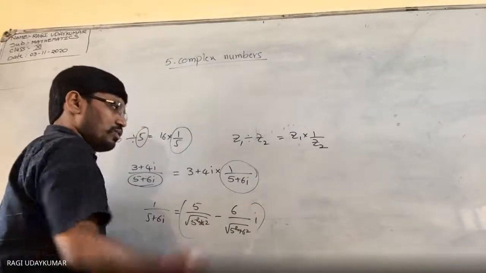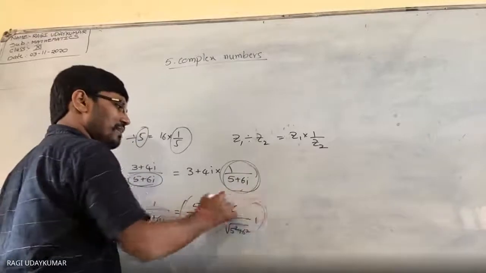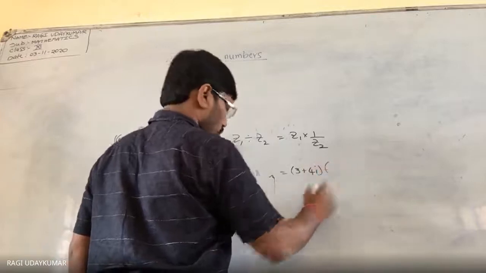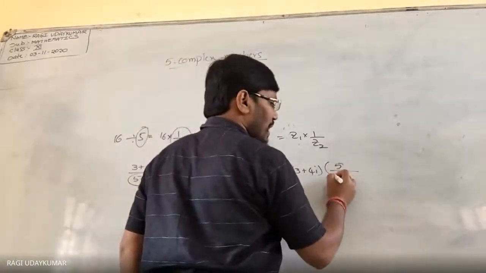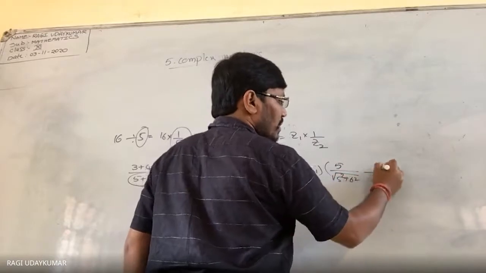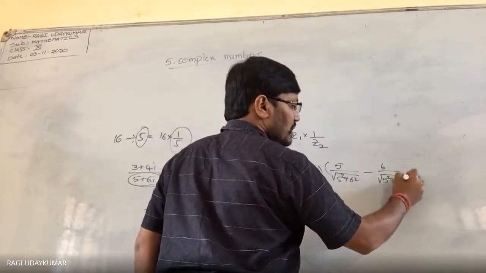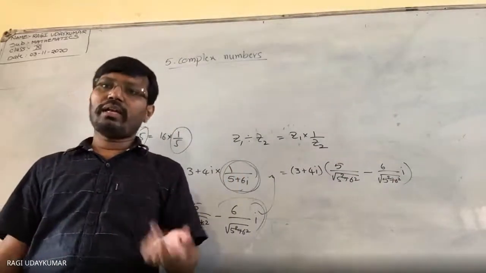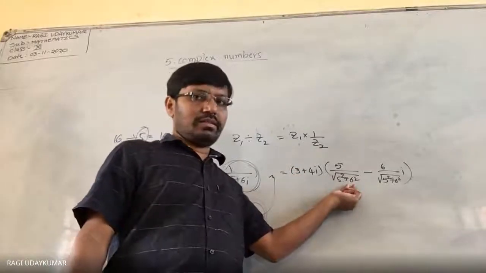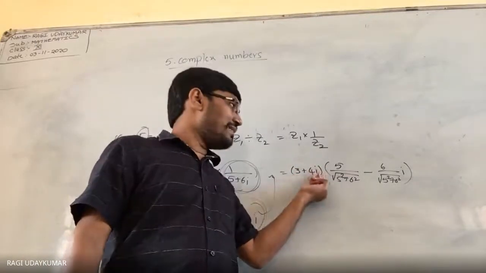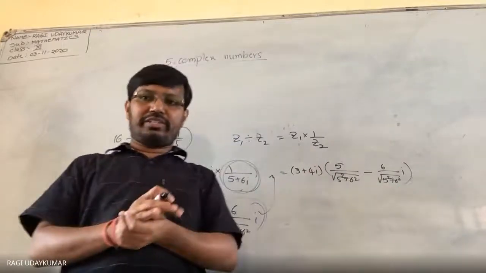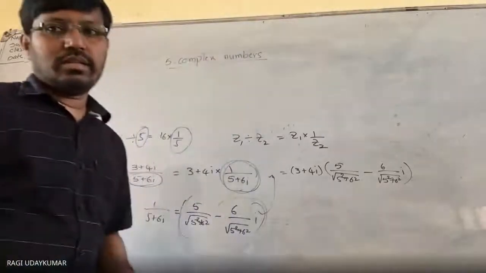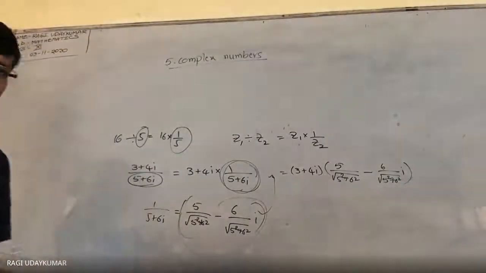Substitute this here. So it is 3 plus 4i into 5 by under root of 5 square plus 6 square minus 6 by under root of 5 square plus 6 square i. Again it became a general product of complex numbers: this into this, and this into this will be the real part. Find the real part. Like this, you can find the division of complex numbers also.